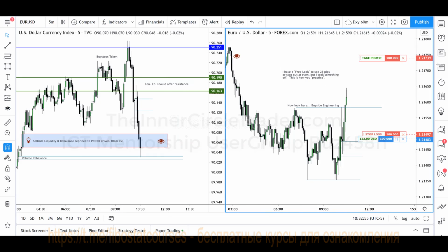I didn't mention, but you can see it. I outlined the volume imbalance that the dollar index trades down into. It goes a little bit deeper into that still.